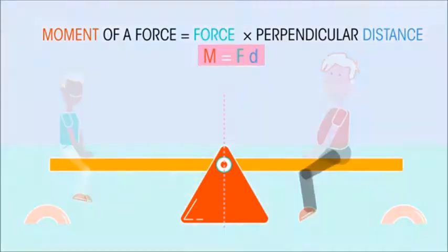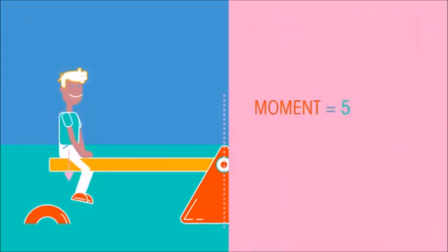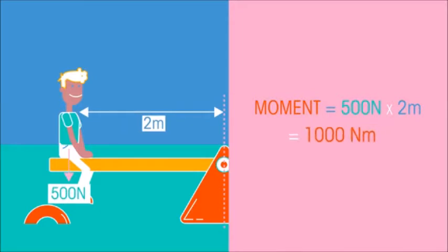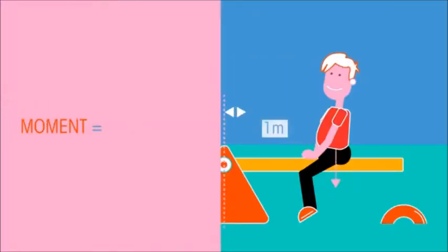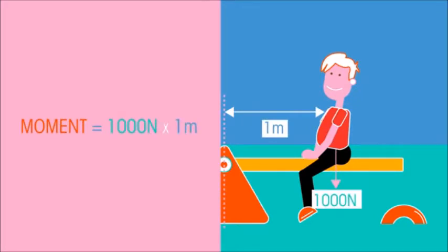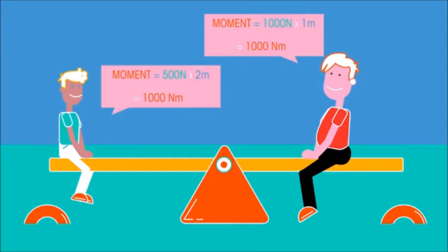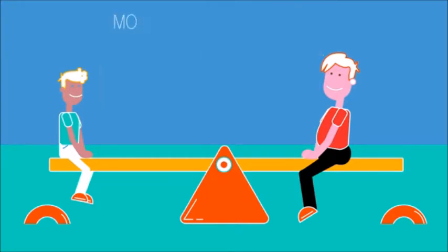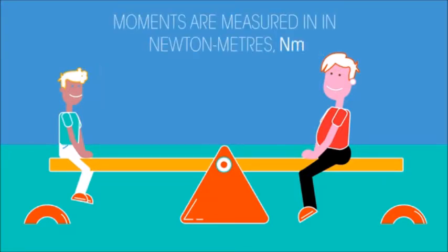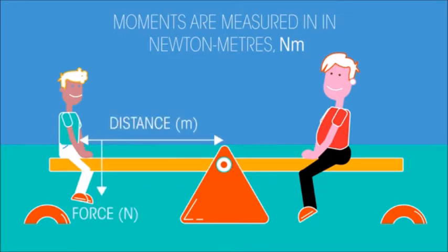So the moment of the lighter person is 500 newtons multiplied by 2 meters, 1000 Newton meters. And the heavier person is 1000 times 1 meter to also give 1000 Newton meters. They're perfectly balanced on their seesaw. Did you notice that moments are measured in Newton meters, Nm, because force is measured in newtons, N, and distance in meters? Note that the distance must be the perpendicular distance from the pivot to force.